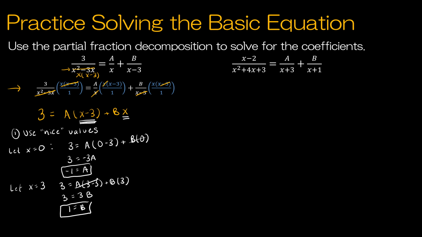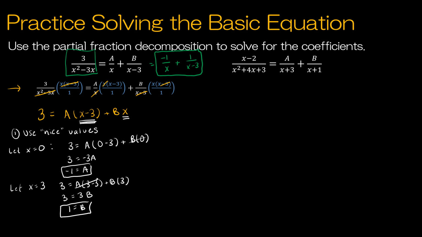So don't just stop here. A lot of students stop right there and say, okay, I did all of the steps that you wanted, and you did, but what I need you to do now is rewrite this as, instead of a, negative 1 divided by x, and instead of b, 1 divided by x minus 3. So my original fraction can be rewritten in the partial fraction decomposition of negative 1 over x plus 1 divided by x minus 3.